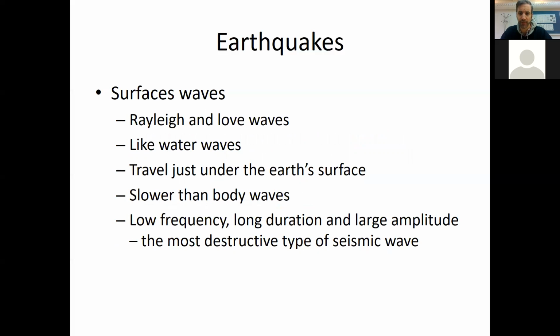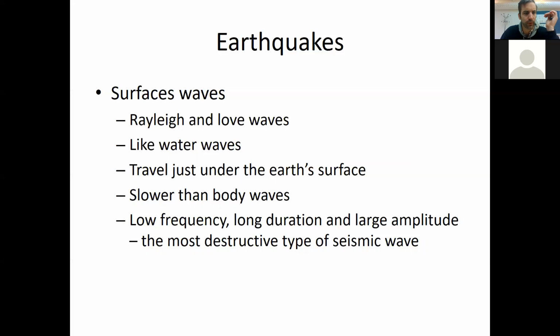And then finally, we have the surface waves that only happen on the surface. These can be very, very destructive because they can have the largest amplitude, but they don't travel very far. So it's normally a very low frequency movement, but very large movement, normally only around the epicenter of the earthquake.